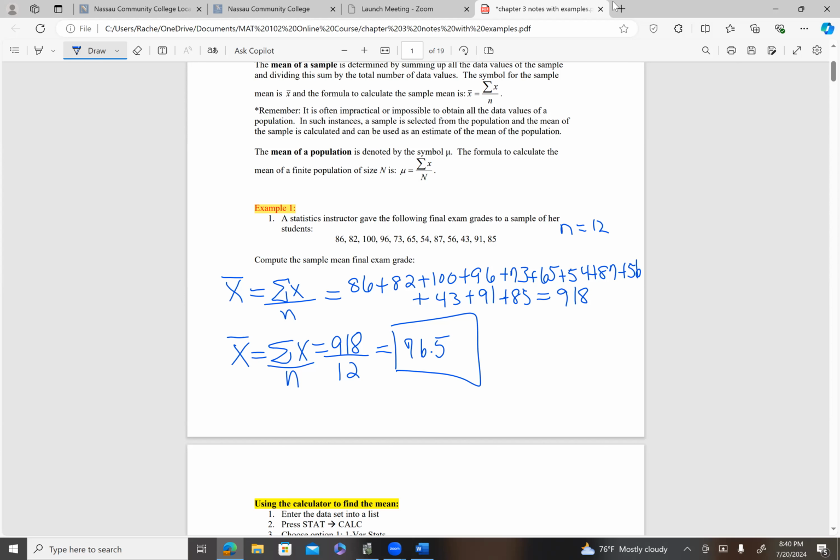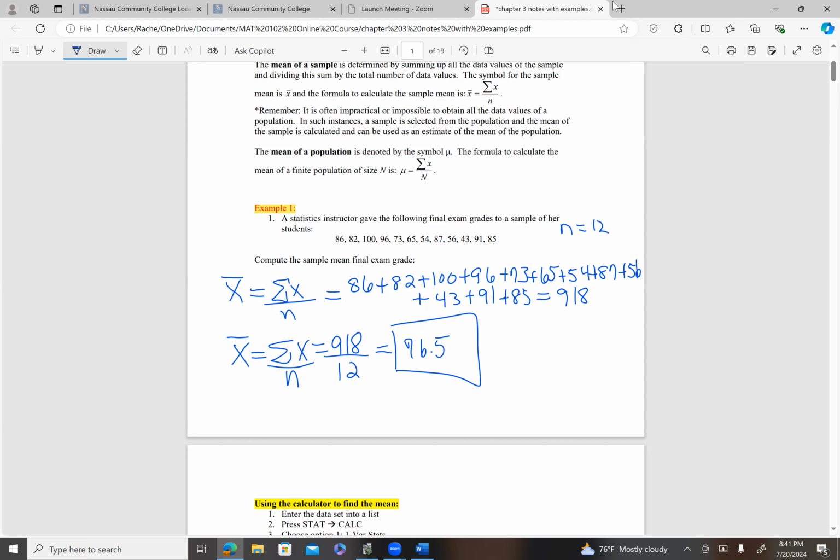So let's interpret what 76.5 is. We had 12 grades here that range anywhere from 82 to 96, right? There's a lot of variability in these scores. But the score that represents this data best, that represents the center of this distribution the best, is a 76.5. So that's where the center of this distribution is, and we call that the mean.